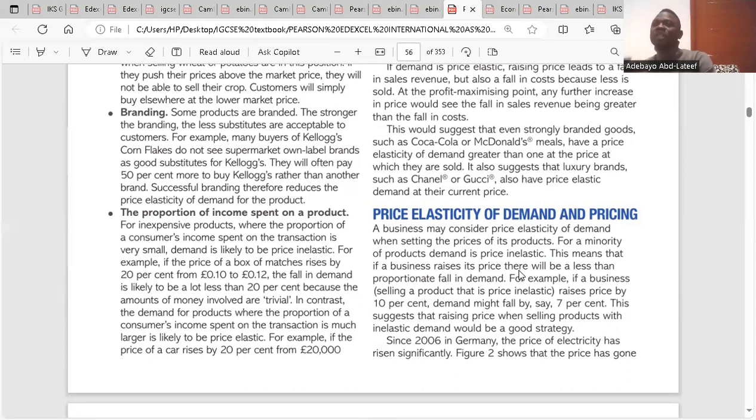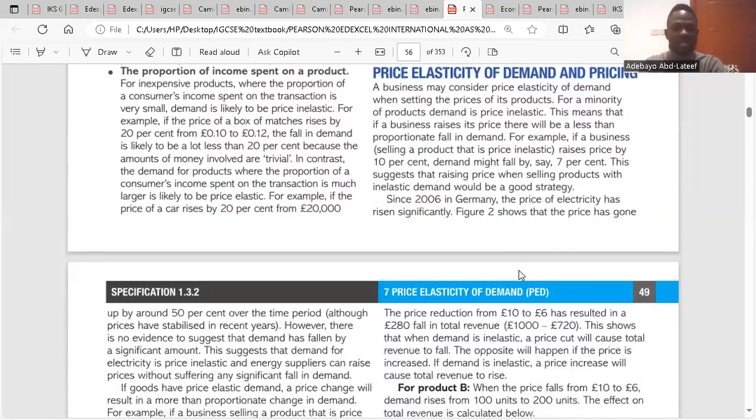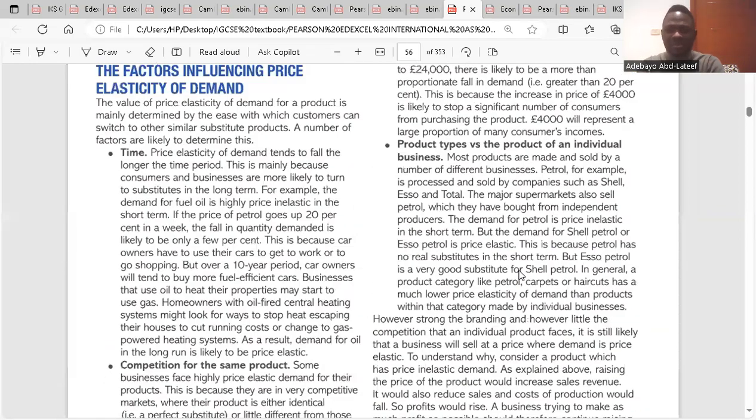If the amount of money you have to spend on a product is so little, then the demand for such a product will be inelastic, because you are spending a small proportion of your income buying that product. But if the amount of money you have to spend on that product is going to take a large chunk of your income, the demand for such a product will be price elastic. Do you get it? So the amount of money you have and the amount you are spending on a product will determine if the product is price elastic or inelastic. I think that is clear. So these are the factors that determine if the product is price elastic or inelastic.